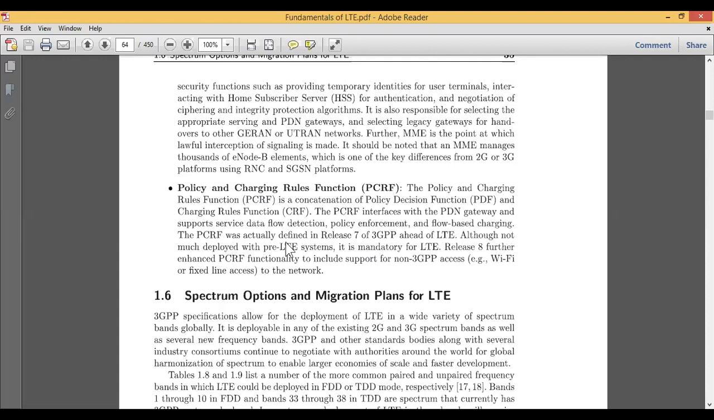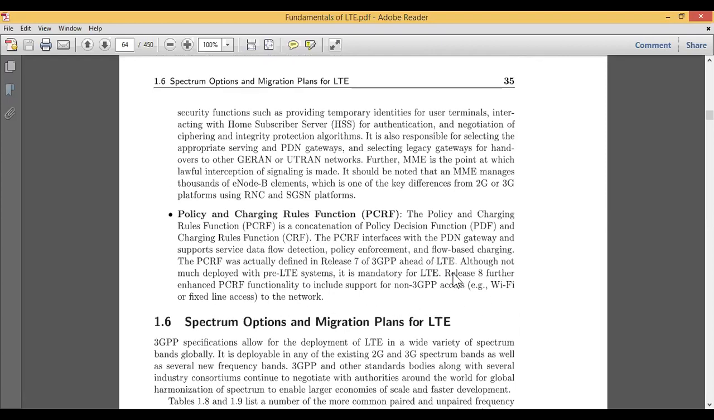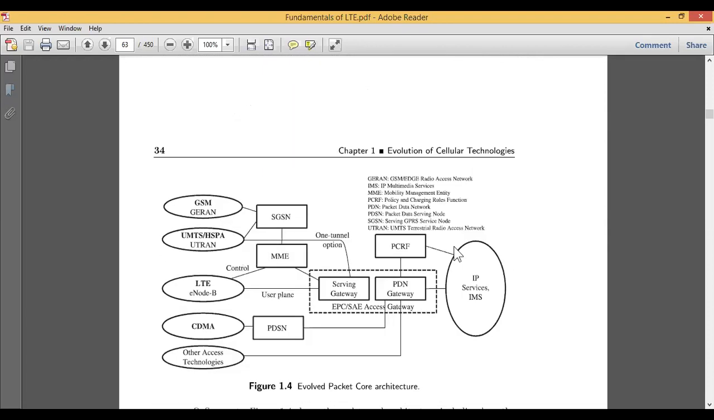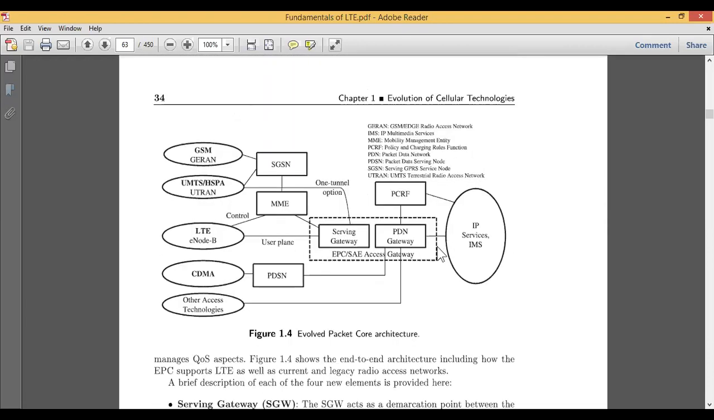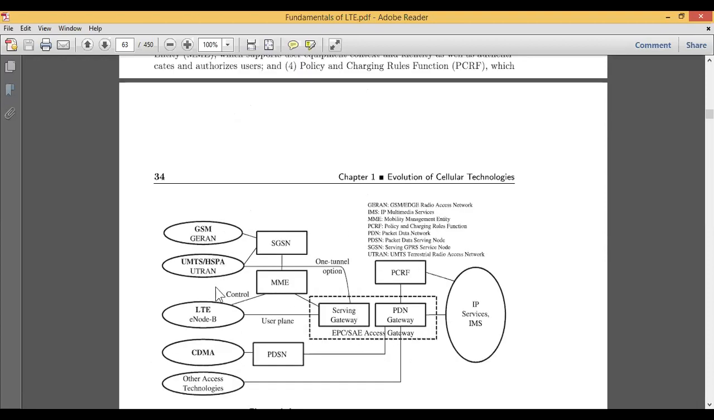It was actually defined in release 7 of 3GPP, ahead of LTE, but it was not widely deployed with the pre-LTE systems. It was not applied with pre-LTE systems, but was made mandatory for LTE. In release 8, the PCRF functionality was further enhanced to support non-3GPP access also, for example Wi-Fi and fixed line networks. So this is how the evolved packet architecture is represented, handling all the different types of functions.